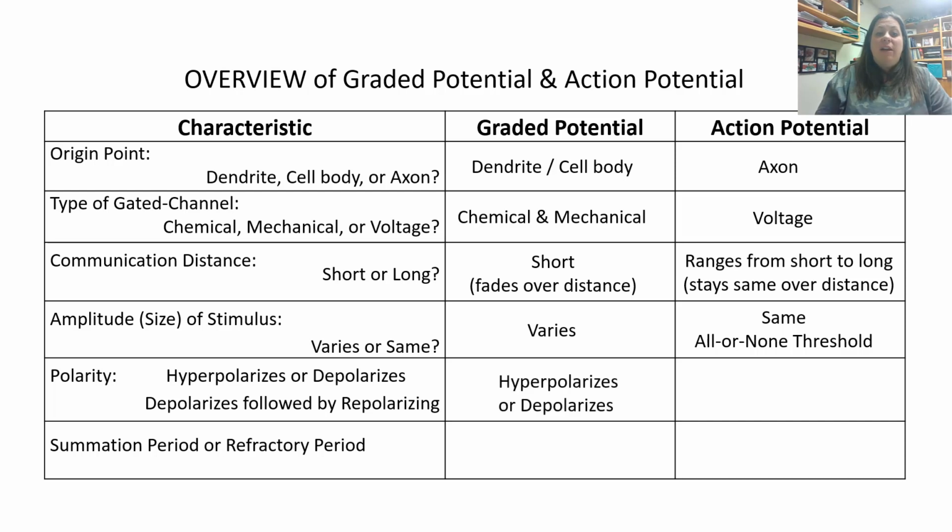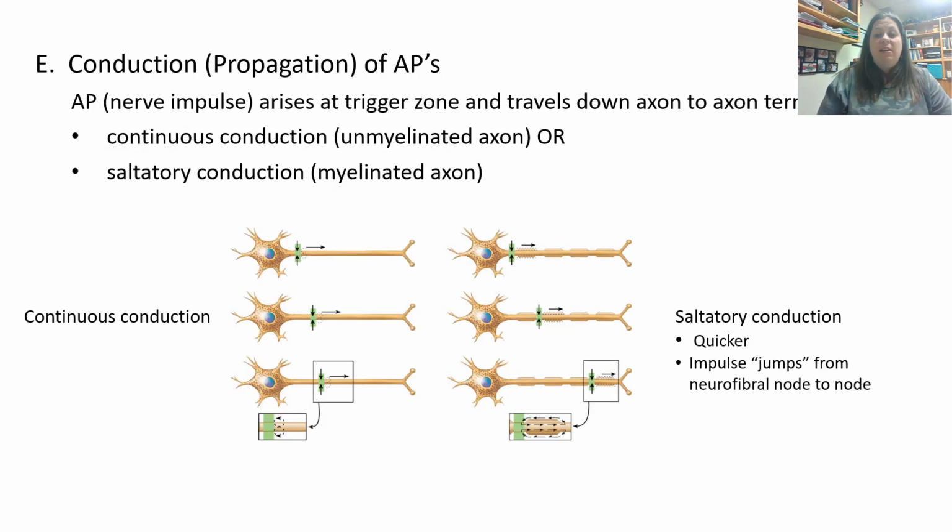When we look at the polarity, we see that graded potentials can either hyperpolarize or depolarize a neuron. This either inhibits the neuron or it starts to excite the neuron. Action potentials are going to always depolarize, but then they have to be followed by a repolarizing stage. Graded potentials have summation, and action potentials have refractory periods. So again, this is just taking that information about graded and action potentials and putting it all here in one chart for you.